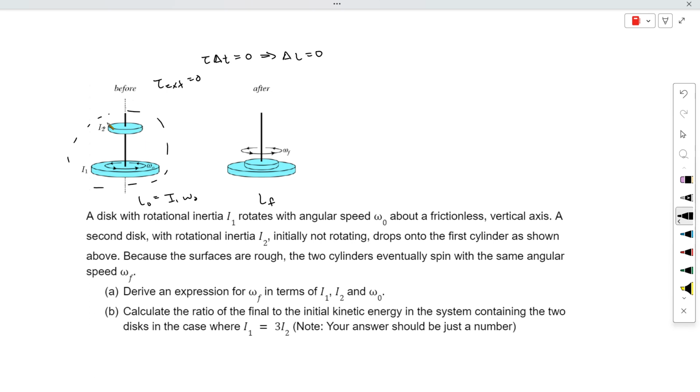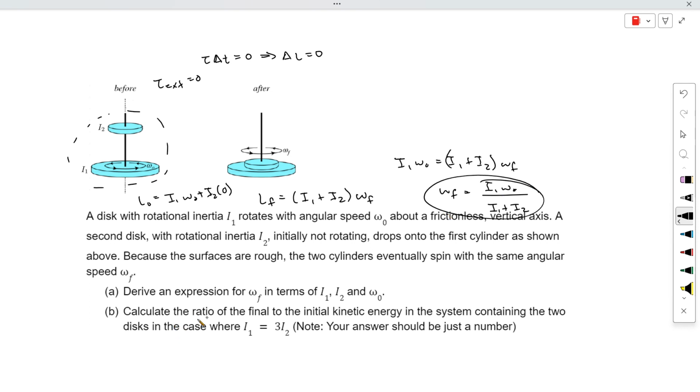This thing is not spinning, so it has no angular speed. Right? It's I2 times 0. And then the angular momentum at the end: I1 and I2 are now together, and they're moving with the same angular speed omega f. Okay, so it would just be I1 omega naught equals I1 plus I2 times omega f. And you can solve for omega f. It's I1 omega naught over I1 plus I2.